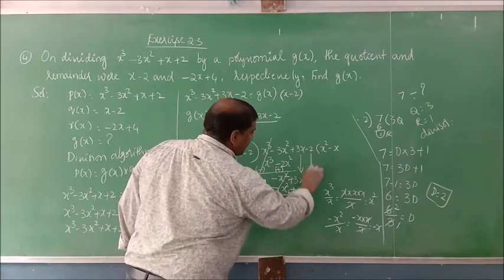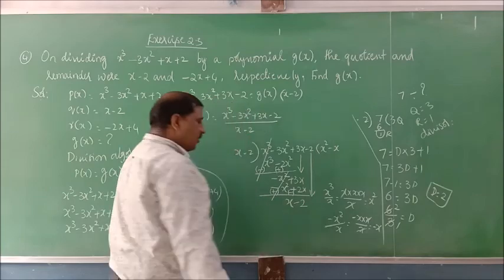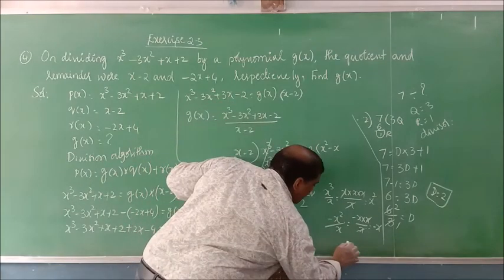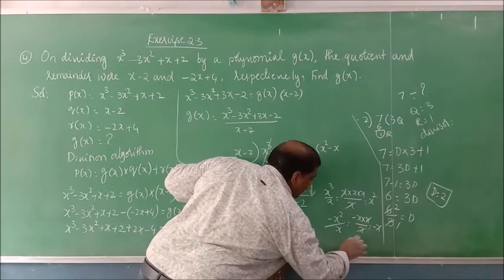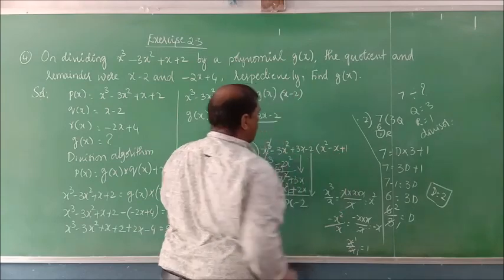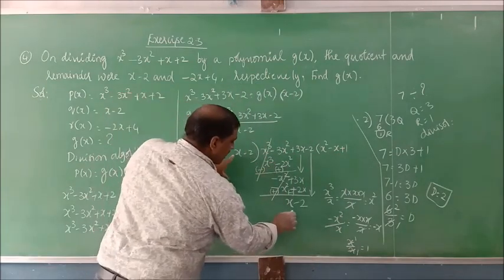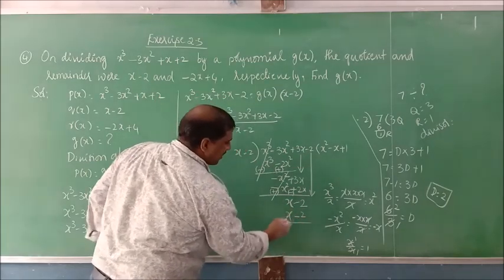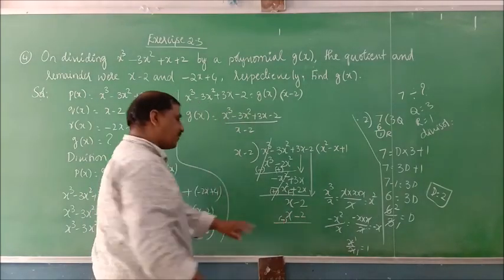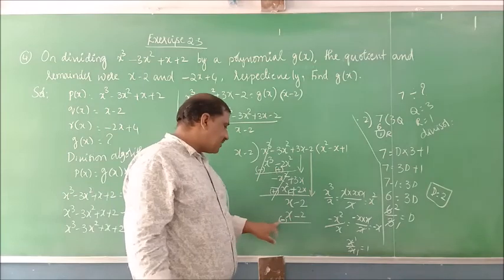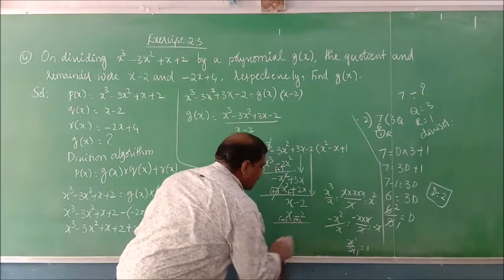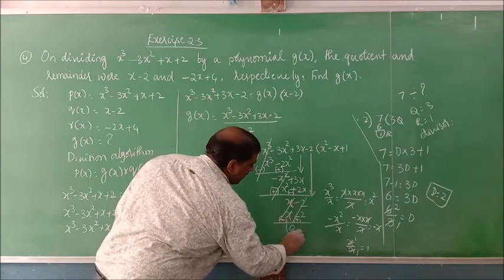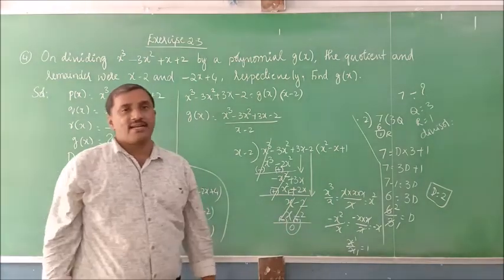Then bring the next term. What is the next term? It is minus 2. Now which is the first term in the dividend? X. So divide x by x, and x and x are cancelled, we get 1. So it is plus 1. 1 into x is 1x, or simply x. Minus into plus is minus. 2 into 1 is 2. Now subtract. The signs change: plus becomes minus, minus becomes plus. Plus x minus x, both are cancelled. Minus 2 plus 2, both are cancelled. We get remainder 0. Definitely we should get the remainder 0.